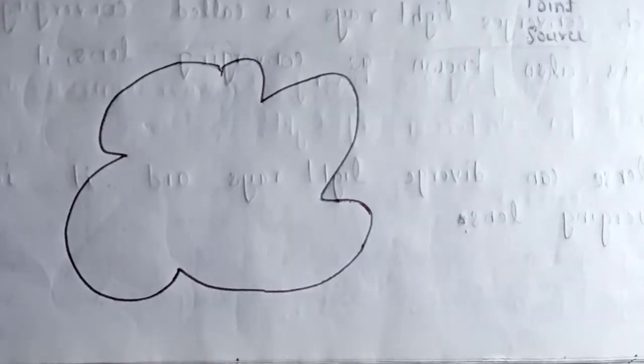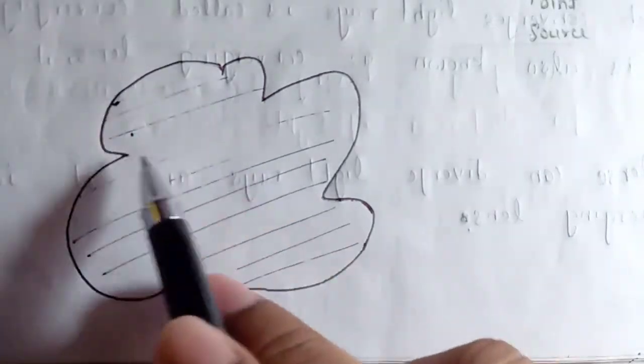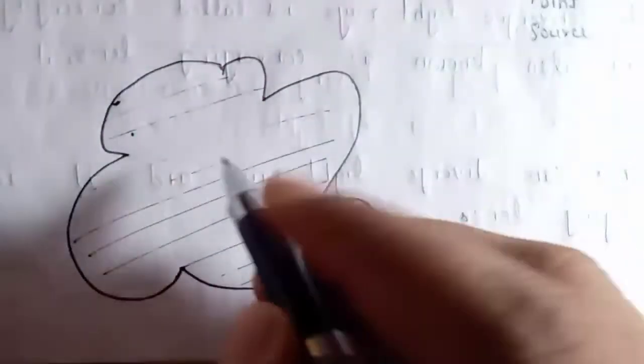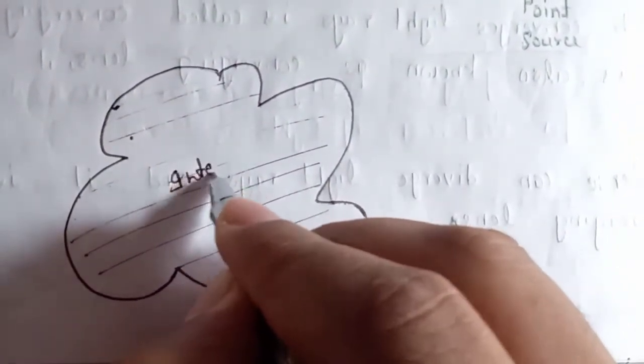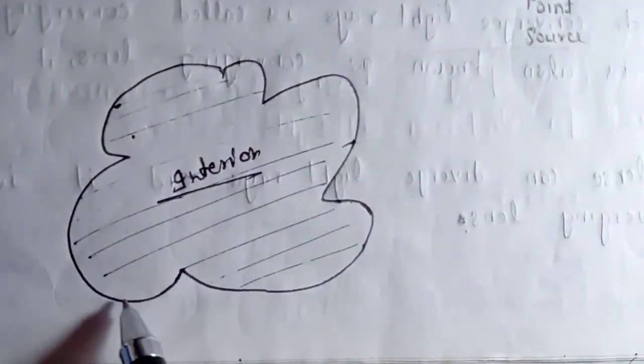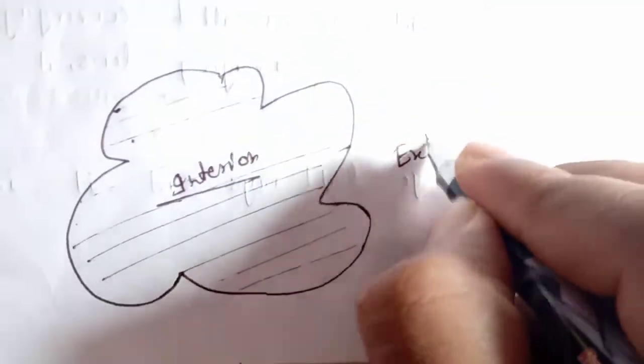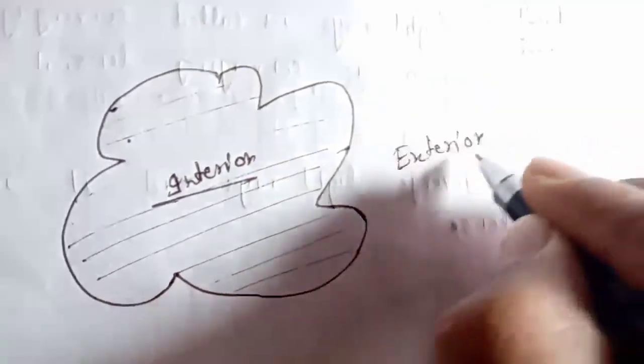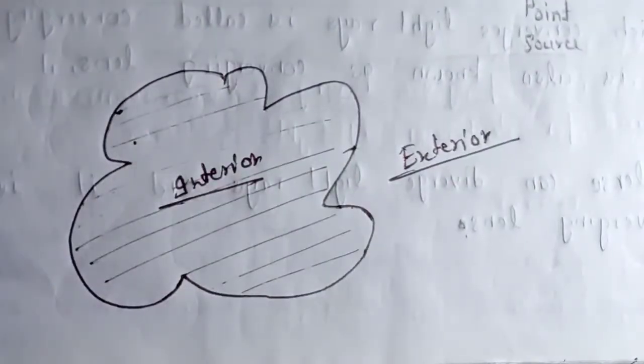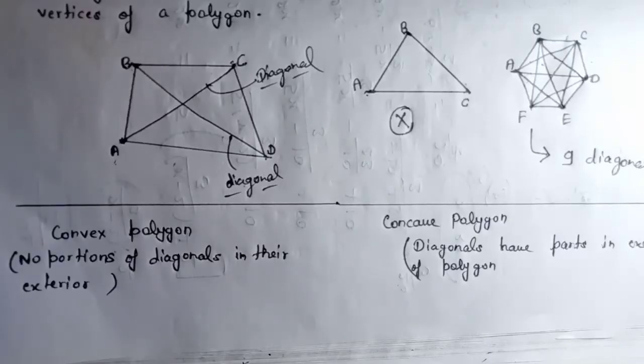Here on your screen you can see there is a closed curve. This area which is closed by the curve is called the interior. And this is the boundary of the interior. This curve is the boundary of the interior, and this is the exterior of the closed curve. On the basis of this exterior and the interior region, we have another classification of polygon, which is convex polygon and concave polygon.